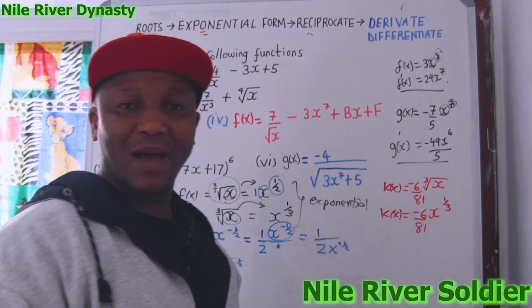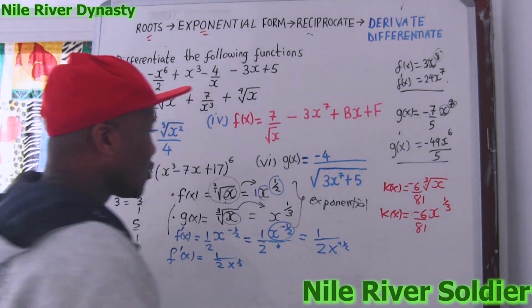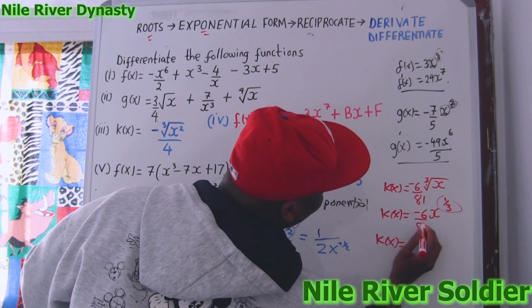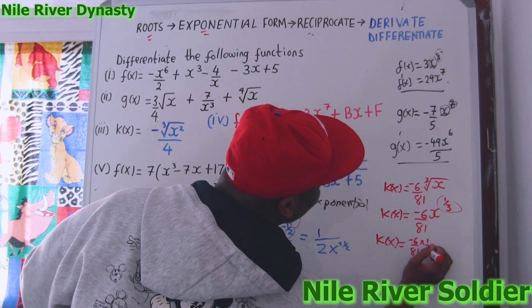Because I can take this number to the back. So when it's a root, make sure you change from the root to exponential. So now let's go. Let me say k of x equals... take this number, multiply by negative 1 over... So it's going to be negative 6 over 81, multiply by the number 1 over 3.